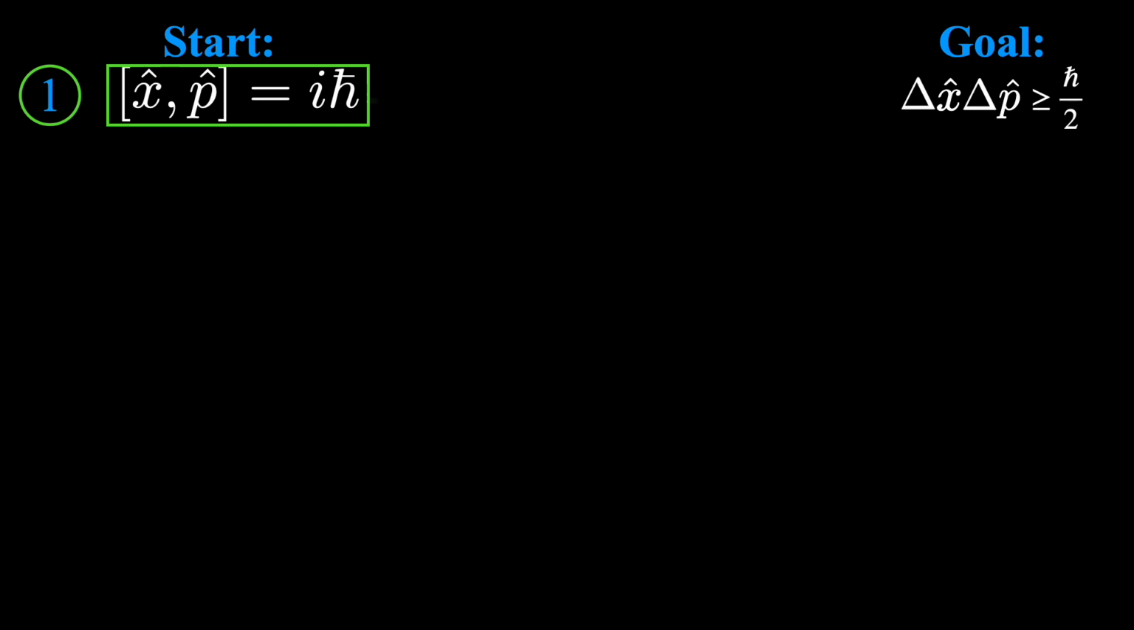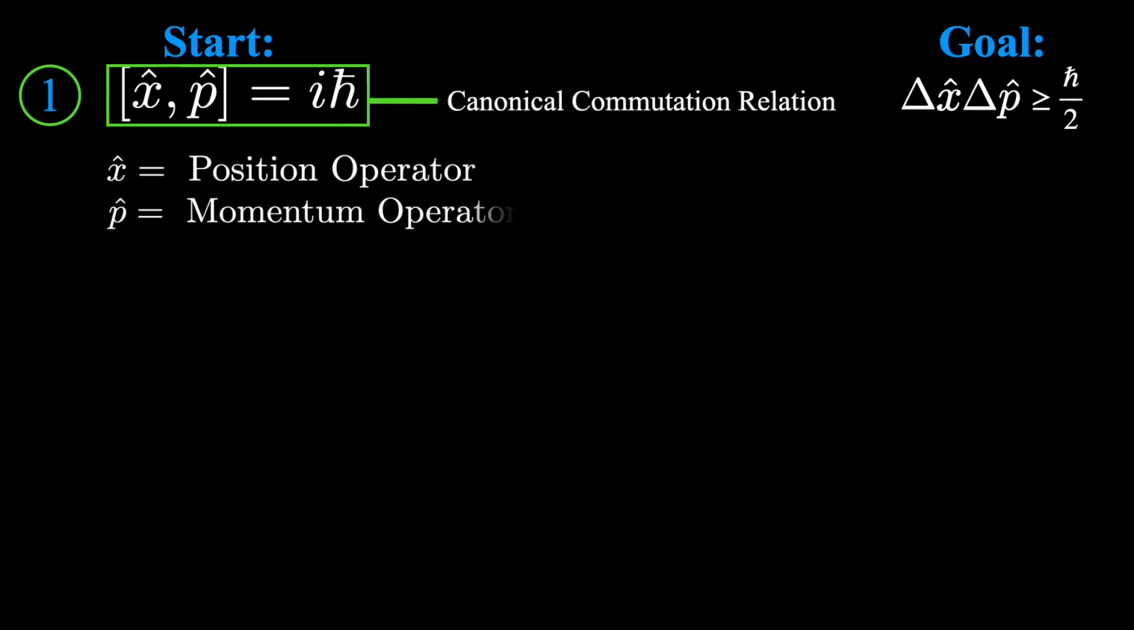Well, it goes by the name of the canonical commutation relation, and it's a fundamental relation between the position operator and momentum operator. In fact, it's so fundamental that in some textbooks you read, certain authors will take it as a starting point and then build the entire framework of quantum mechanics around it.